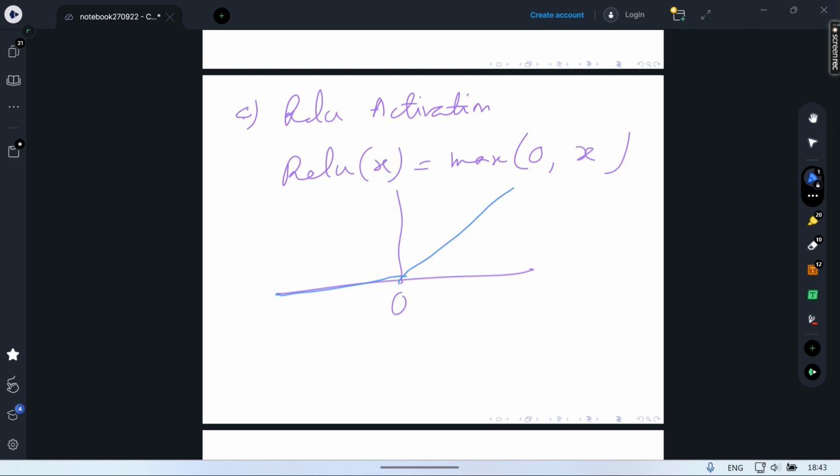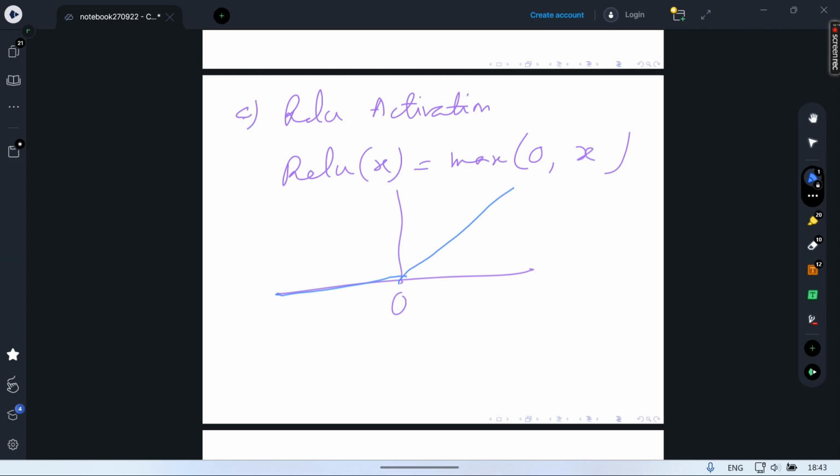Why is ReLU better than sigmoid or tanh? One favorable point for ReLU is that it has a less saturating region. That means if x is positive, the gradient is always non-zero. If x is positive, the gradient is always positive. As a result, it is less prone to the vanishing and exploding gradient problem, whereas sigmoid and tanh are much more prone to the vanishing gradient problem.